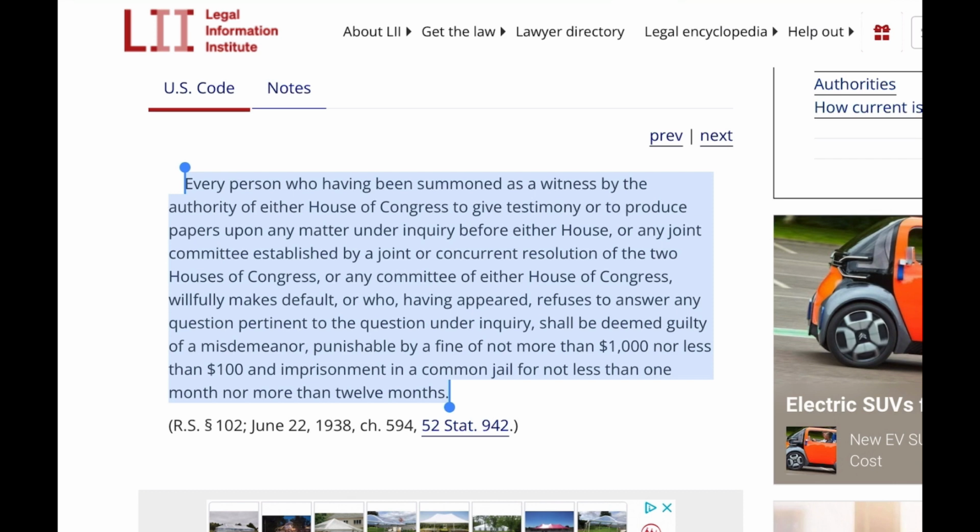resolution of the two houses of Congress, or any committee of either House of Congress, willfully makes default, or who, having appeared, refuses to answer any question pertinent to the question under inquiry, shall be deemed guilty of a misdemeanor, punishable by a fine of not more than $1,000 nor less than $100 and imprisonment in a common jail for not less than 1 month nor more than 12 months.